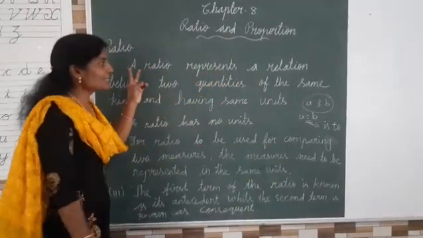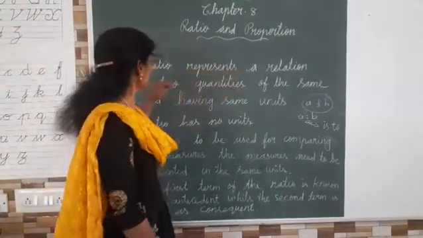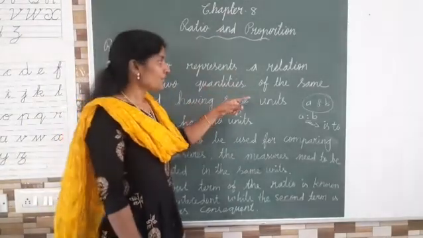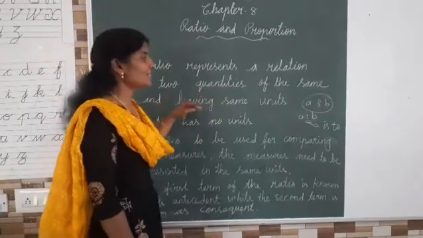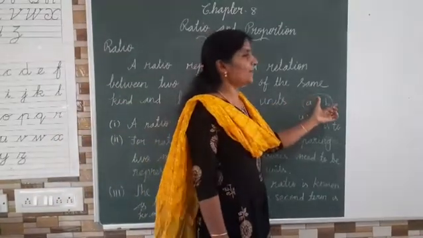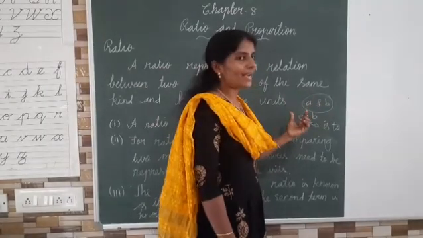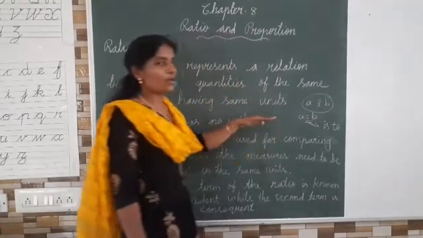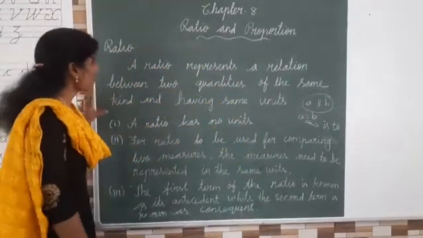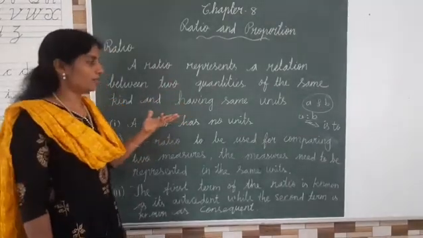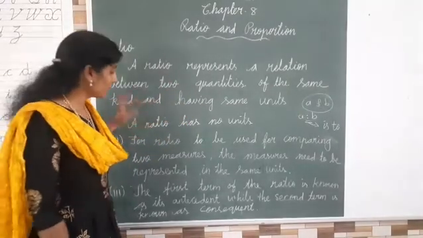A ratio represents a relation between two quantities, A and B, of the same kind and having the same unit. Now we can write A is to B. This is the ratio form. First point: a ratio has no unit.